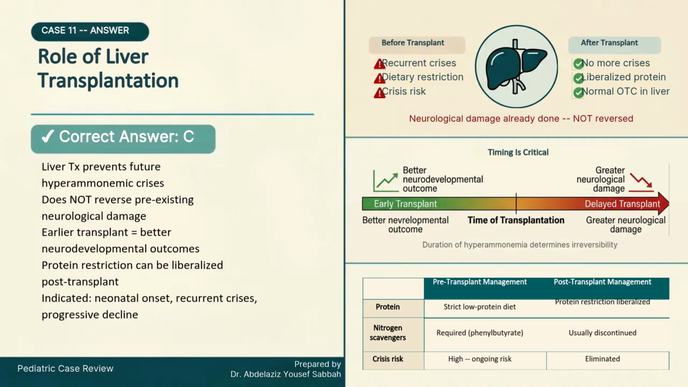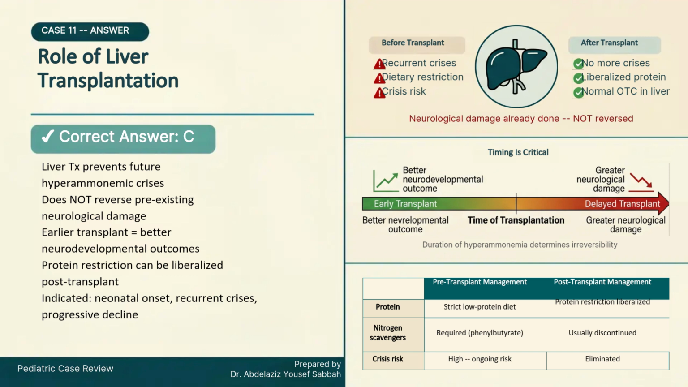Which statement about transplant in OTC deficiency is most accurate? The answer is C. Liver transplant prevents further hyperammonemic crises, but does not reverse pre-existing neurological damage. This is the key counseling point. The transplanted liver supplies functional OTC, so crises stop and protein restriction can be liberalized, but any brain injury that already occurred is permanent. That's why timing is critical.